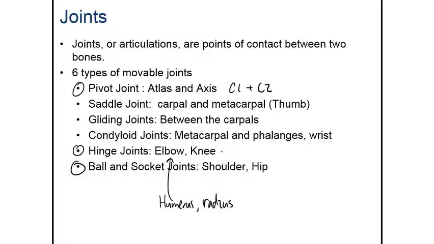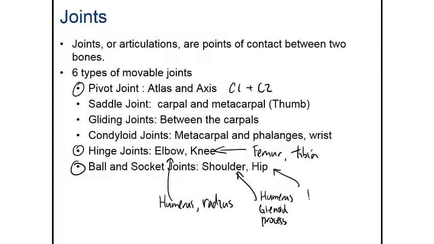The knee would be between the femur and the tibia, right? So those would form the hinge joint. Ball and socket at the shoulder, we have the humerus and the glenoid process. At the hip, we have the femur and the acetabulum.